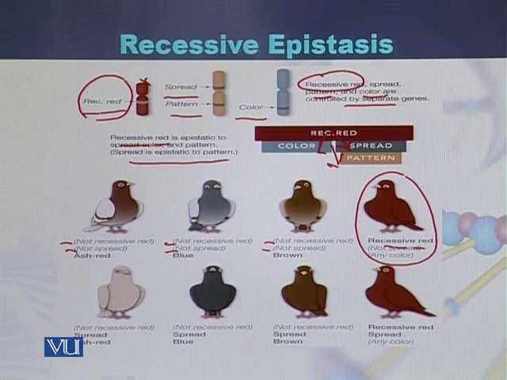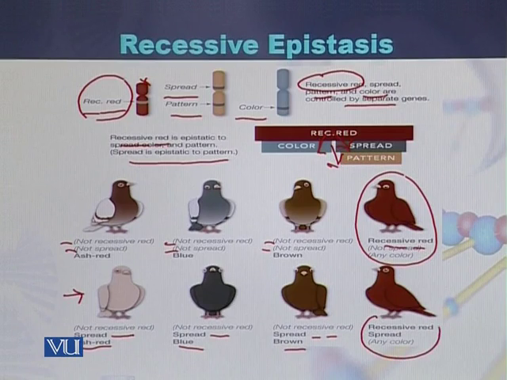If we take the same example in the lower row, here we can see that there is no recessive red, and only the spread gene is present. If the spread gene is present but there is no recessive red, the colors of the pigeon will be ash red, blue and brown. But if there is recessive red present, then there can be any color of the pigeon. So this is the second example where we can see the recessive red gene.